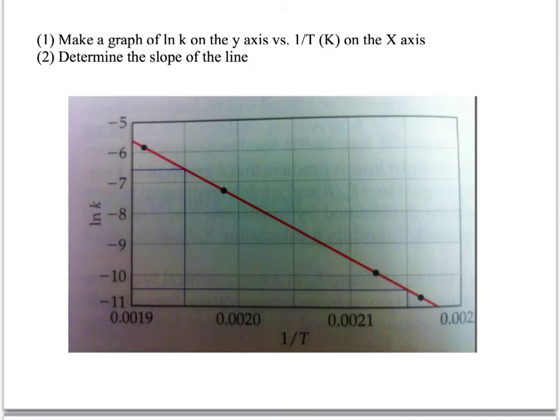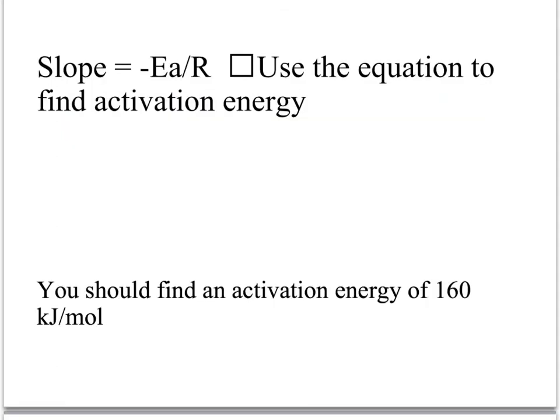When you graph it, your graph should look something like this. You have a negative slope, and you want to pick 2 points on this line and determine its slope, which is of course negative. From the slope we can find the activation energy, because the slope of the line is equal to negative activation energy over R.